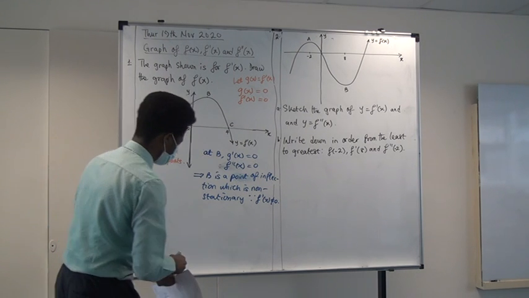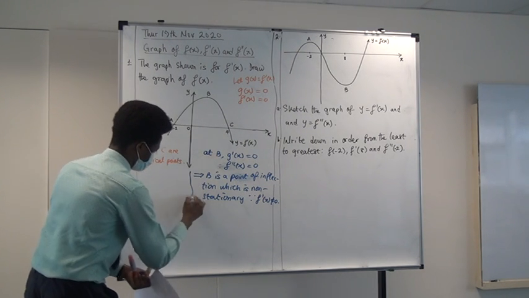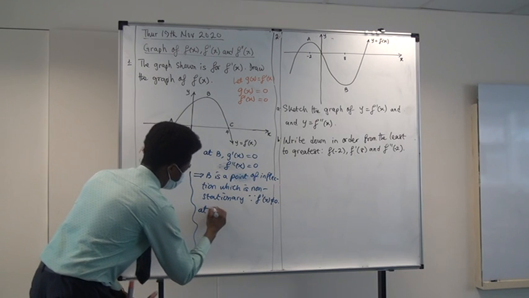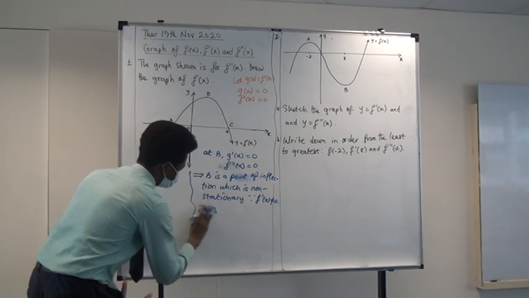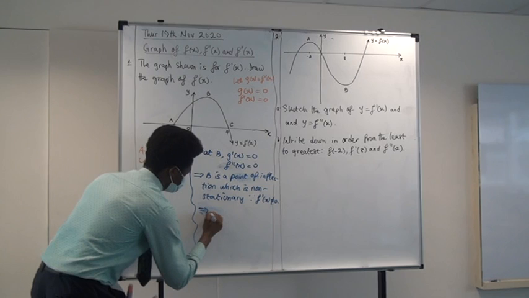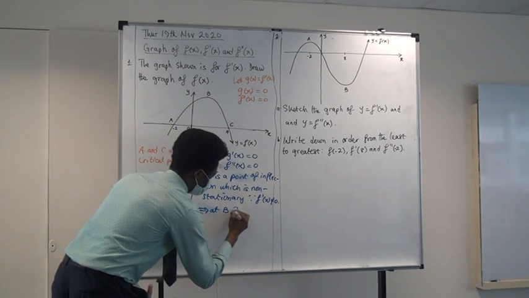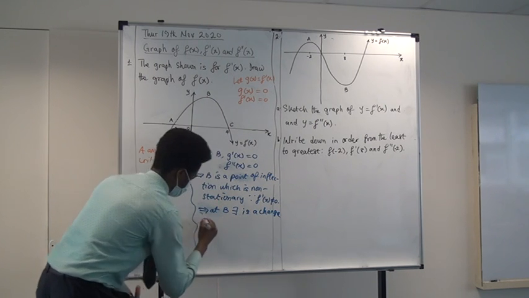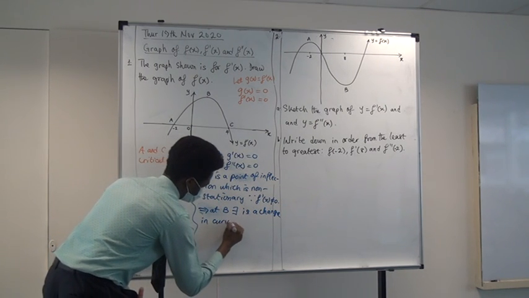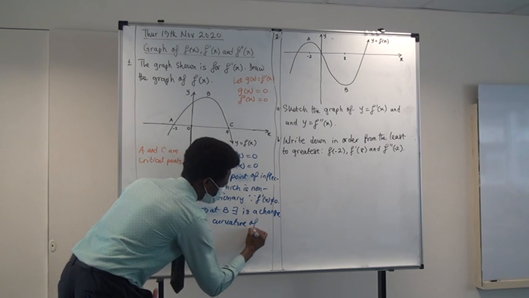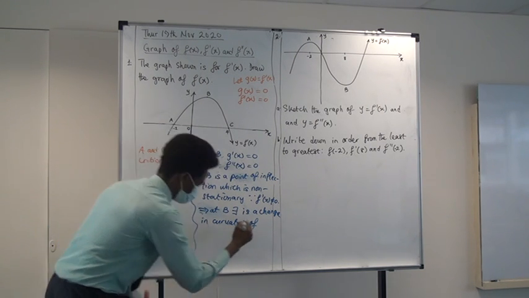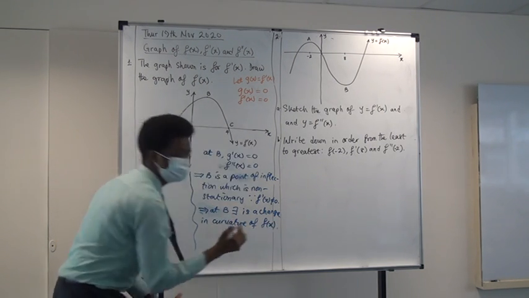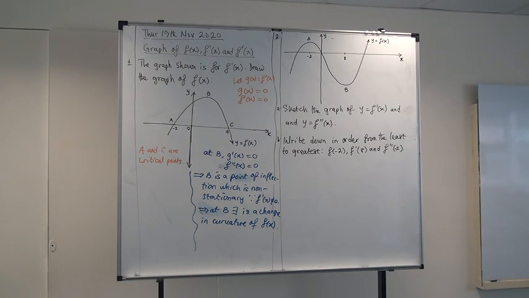Okay? So I can add here. At B, we also know, this implies that at B, there is a change in curvature of f of x, which is what we are interested in. Okay? So how do we know? We need to now check the sign.